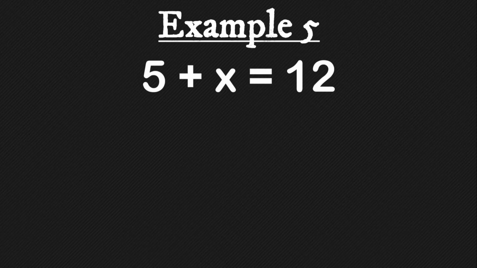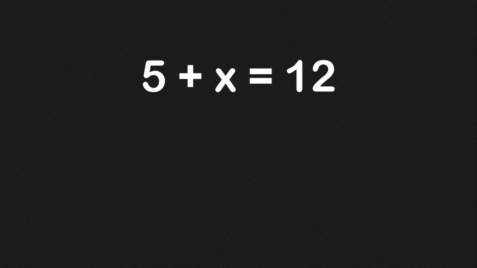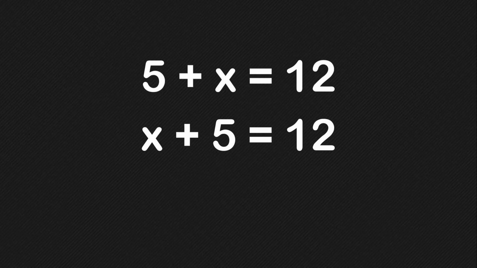I'm going to go over one last kind of problem very quickly, and that's because we've technically done this before. Our last example is going to be 5 plus x equals 12. And as you can see, we now have 5 before our variable, or before our letter. This is actually the exact same kind of problem as the very first problem that we've already done. If you remember, our first problem was x plus 5 equals 12.